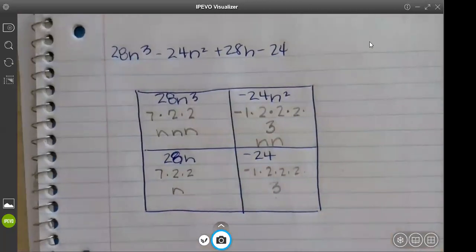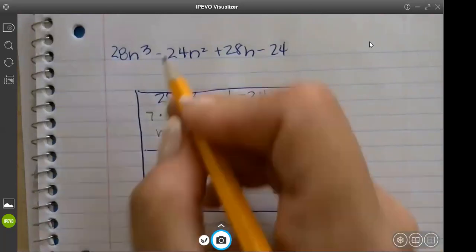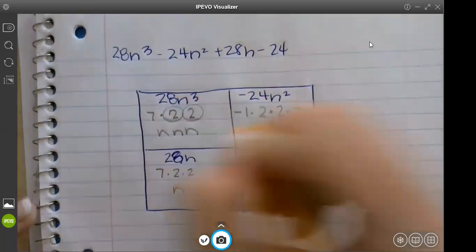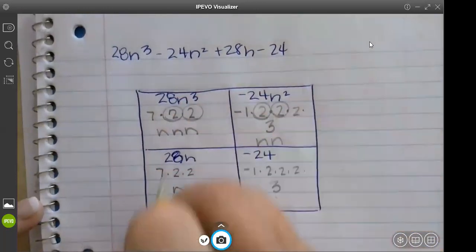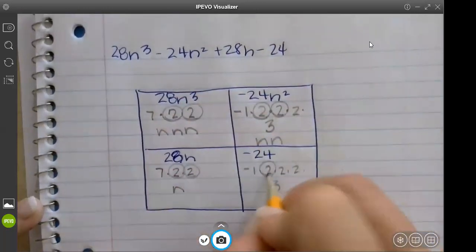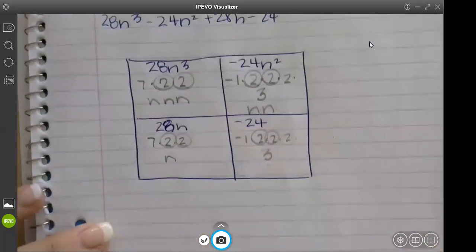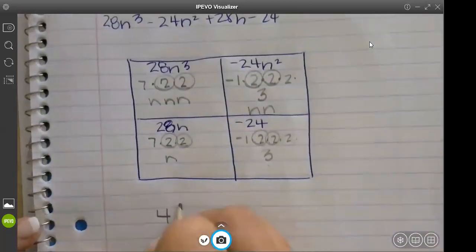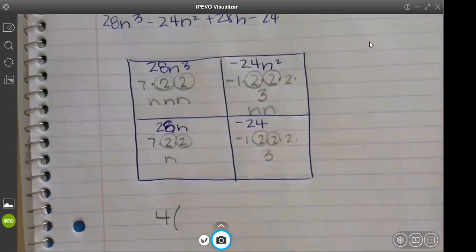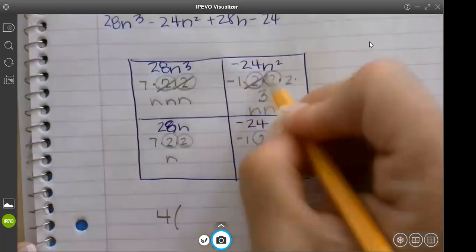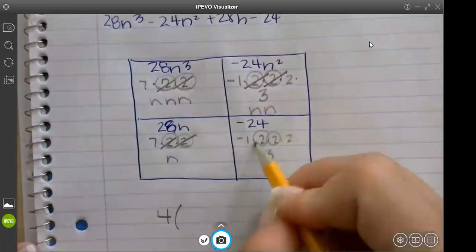Is there anything in all 4 boxes? 2. How many of them? 2. 2 2s. That's your GCF. So anything in all the boxes is going to be your GCF. So what is 2 times 2? 4. So we're going to write that down. That's part of my answer. We don't need those anymore, so we're not even going to look at them.